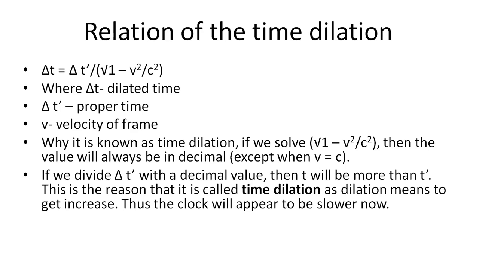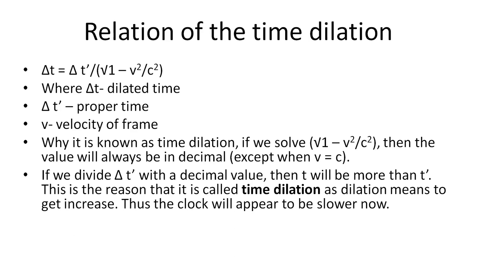Now what is the relation of time dilation? This is the relation of time dilation: delta t is equal to delta t prime, or delta t dash, divided by under root of 1 minus v square by c square. Here delta t is the dilated time, delta t dash is the proper time, and v is the velocity of the frame. Now why is it known as time dilation? If we solve under root of 1 minus v square by c square, then the value will always be a decimal, except when v is equal to c, then the value will be 0.